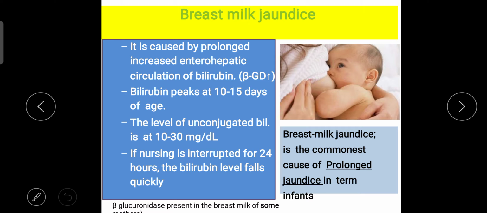Next one is breast milk jaundice. It is caused by prolonged increased enterohepatic circulation of bilirubin. Bilirubin peaks at 10 to 15 days of age, and the level of unconjugated bilirubin is 10 to 30 mg per dL. If nursing is interrupted for 24 hours, the bilirubin level falls quickly. Breast milk jaundice is the most common cause of prolonged jaundice in term infants.